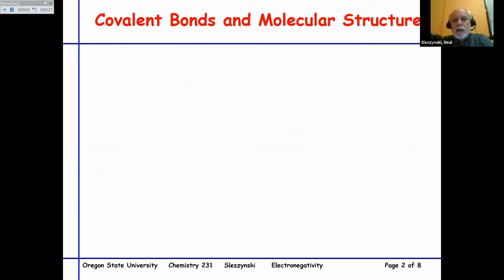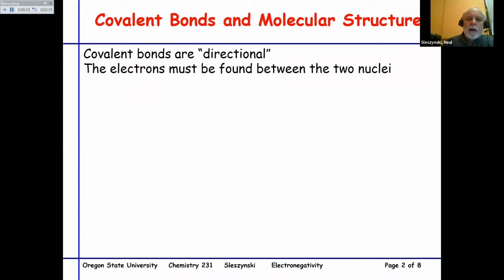Well, let's focus in on covalent bonds and molecular structure. Covalent bonds are referred to as directional. What we mean by directional is that the electrons are found between the two nuclei in a specific spot, and the position of those electrons is holding those nuclei together. This is very different than ionic compounds or metallic bonds, where those electrons are not directly located between the nuclei.